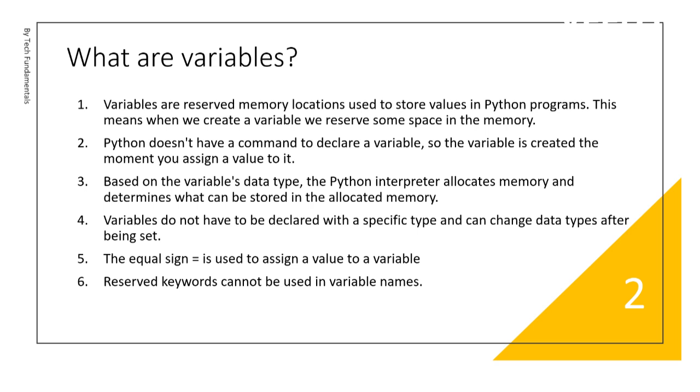Python doesn't have a command to declare a variable, so the variable is created the moment you assign a value to it. Based on the variable's data type, the Python interpreter allocates memory and determines what can be stored in the allocated memory. Variables do not have to be declared with a specific type and can change data types after being set. The equal to sign is used to assign a value to a variable. Reserved keywords cannot be used in variable names.